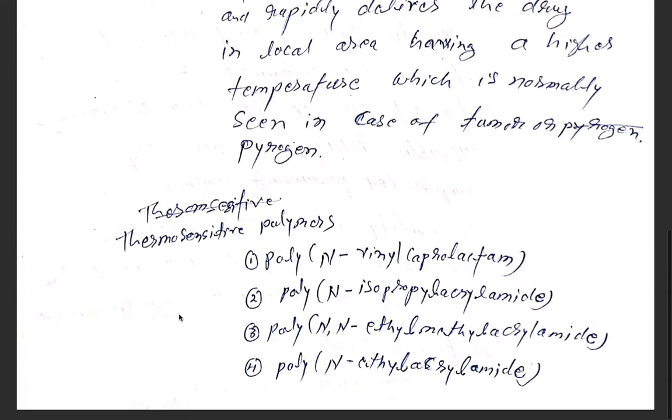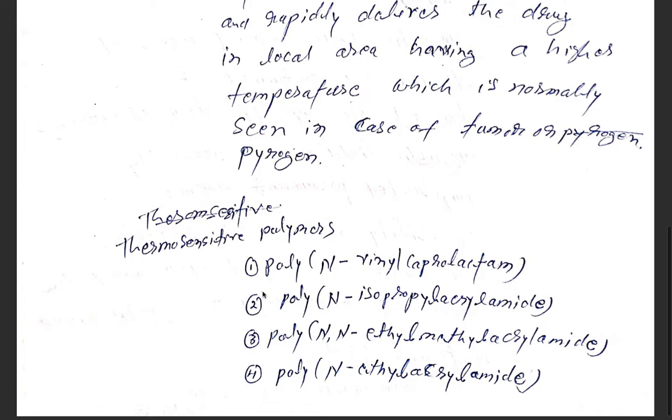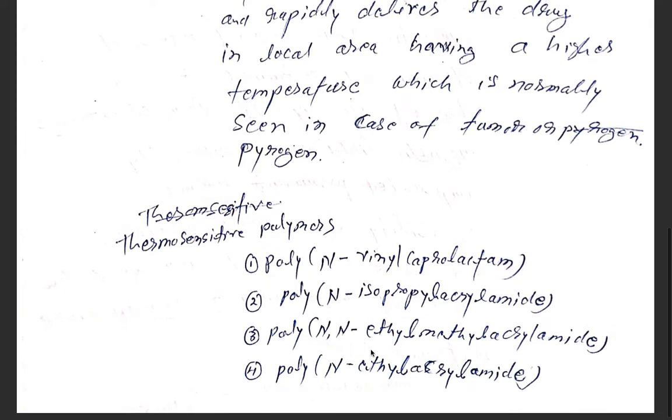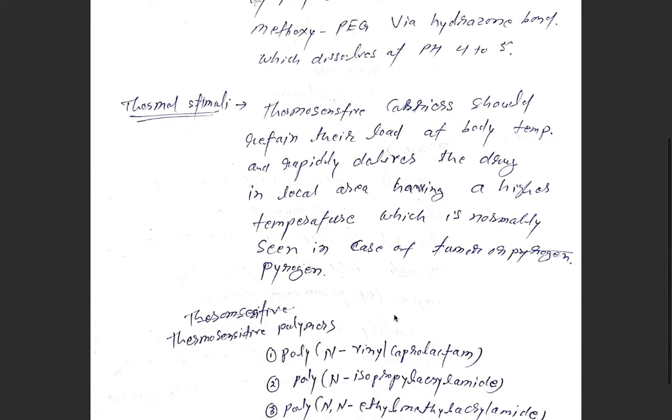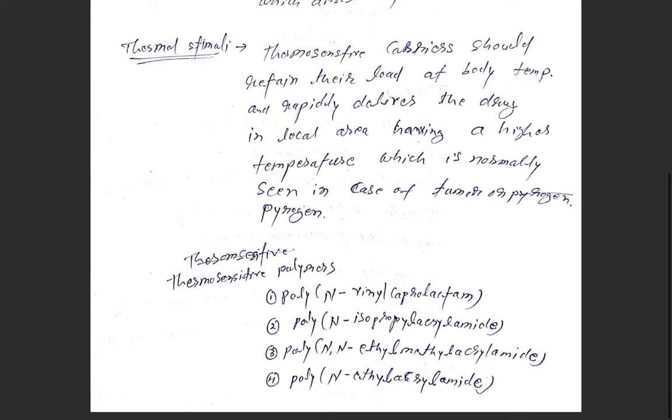Thermosensitive polymers, we use thermosensitive polymers here. Some of the thermosensitive polymers are poly N-vinyl caprolactam, poly N-isopropyl acrylamide, N-ethyl methyl acrylamide, and poly N-ethyl acrylamide. These are examples of thermosensitive polymers.